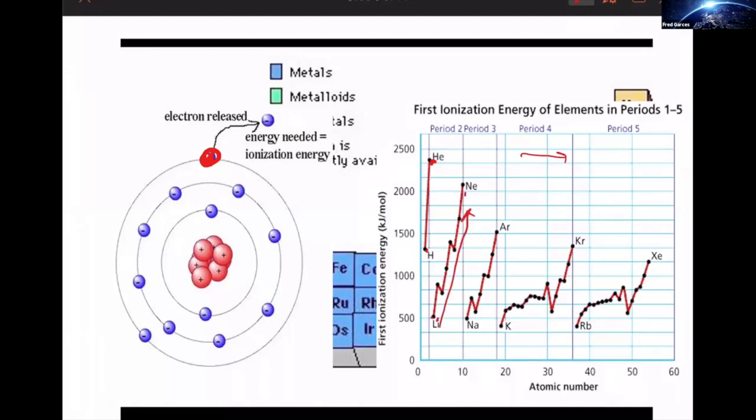Look what happens as we go down the periodic table. Hydrogen, lithium, sodium, potassium, and rubidium are all in the same family. As you go down the periodic table, you notice that the atoms become larger. That means it's less energy to remove that electron because it's further out, and that's the trend that you see right here.